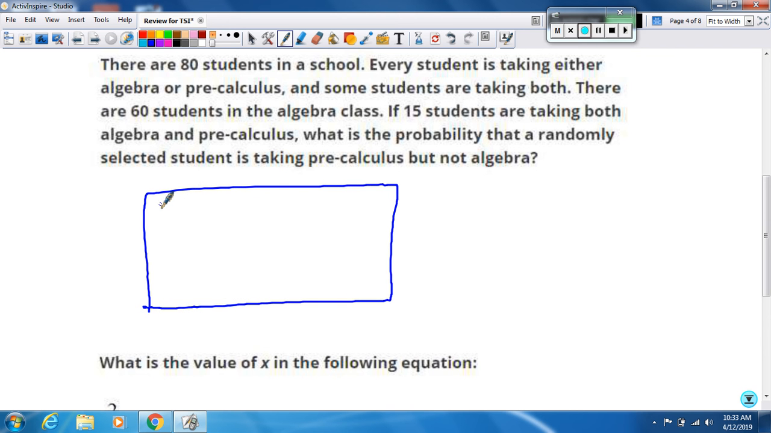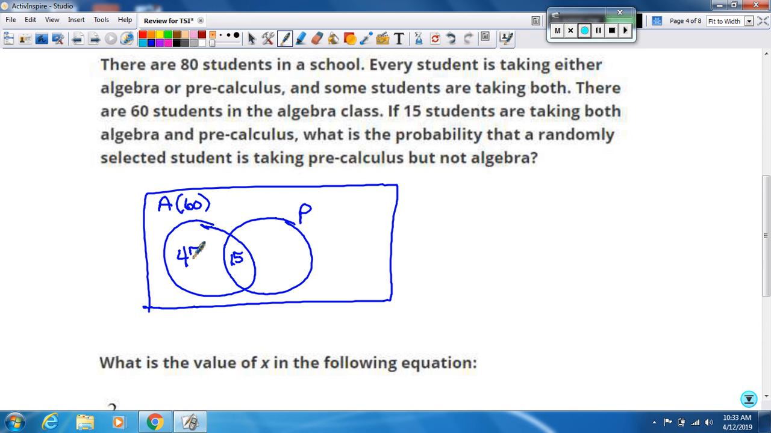So we've got algebra students are 60. We have 60 algebra students, and I'll let this be pre-calculus here. So 15 are taking both, so they would be overlapping in the middle. Well, if 15 are taking both, 60 take away 15, that means 45 are taking just algebra. And we don't know how many are taking just pre-calculus.